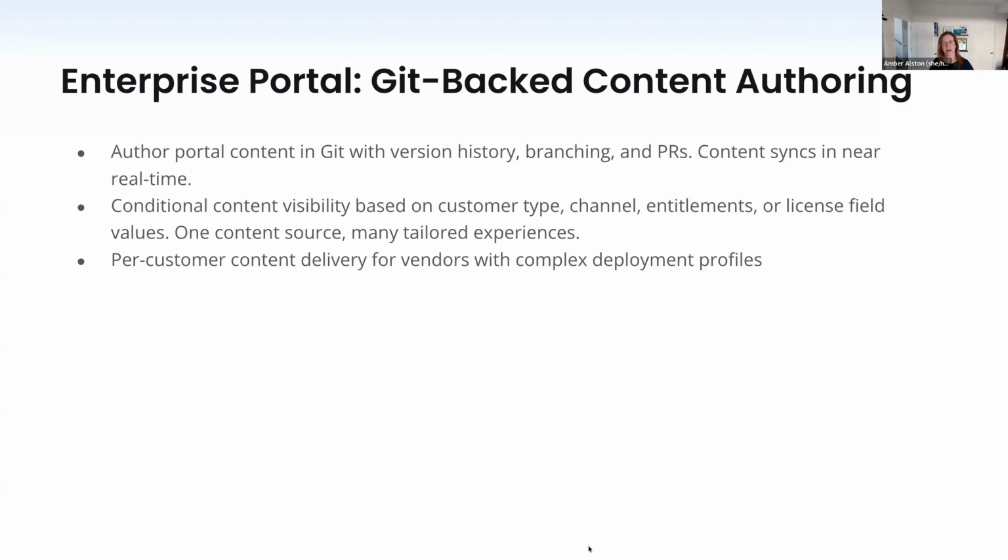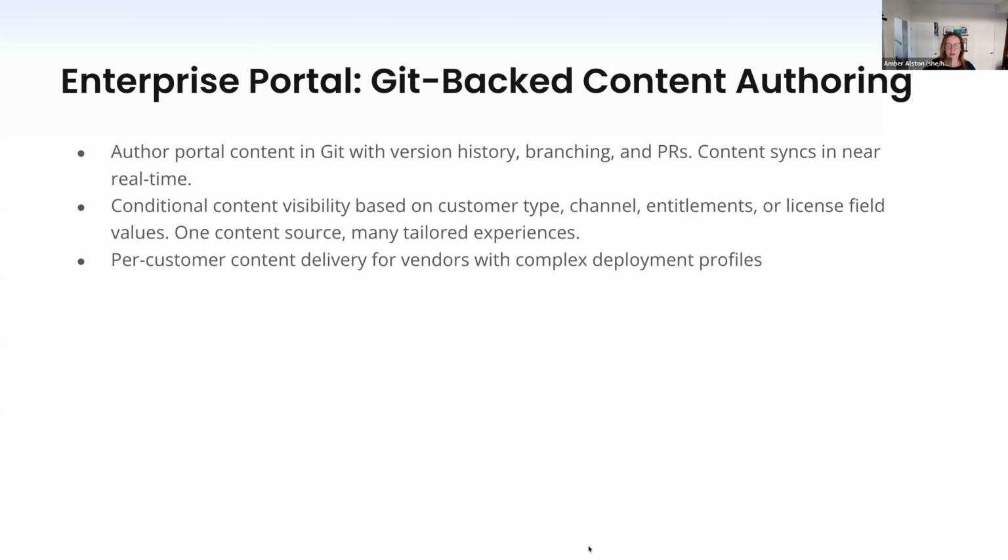In this future management of Enterprise Portal, you would link a content repository, organize your pages with a simple table of contents YAML structure, and you get version history, branching, pull requests, and team collaboration all as part of that process. The content syncs in near real time, and your portal content follows the same review and approval workflow that your engineers are already using for the release code.